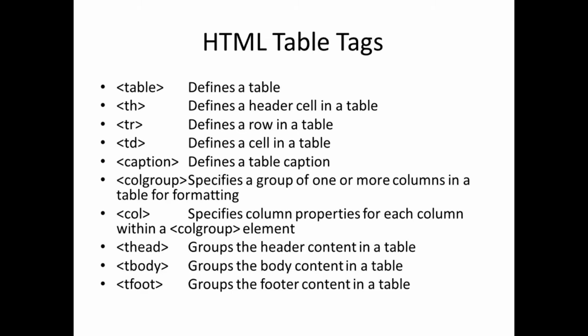Colgroup specifies a group of one or more columns in a table for formatting. Col specifies column properties for each column within a colgroup element. Thead groups the header content in a table. Tbody groups the body content in a table. Tfoot groups the footer content in a table.